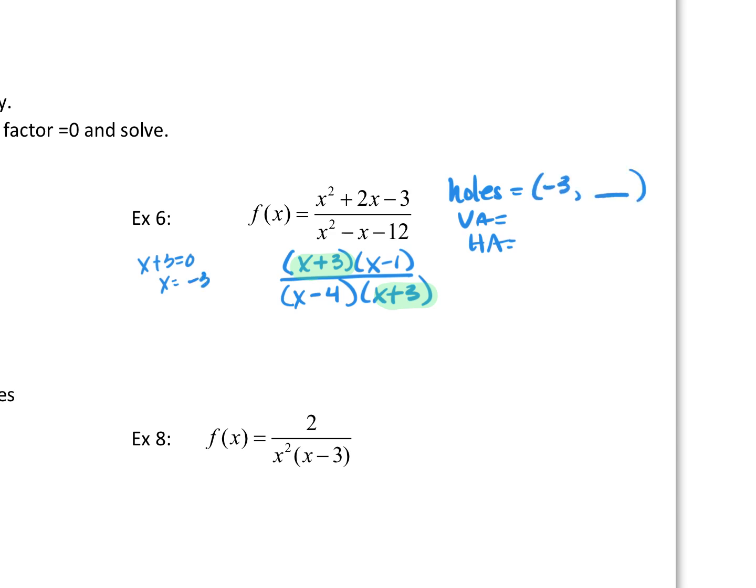the y value. So once you've canceled that out, my new equation looks like this: x minus 1 over x minus 4, and I'm going to plug in the -3. That gives me -4 over -7, which is just positive 4/7. Is that okay?